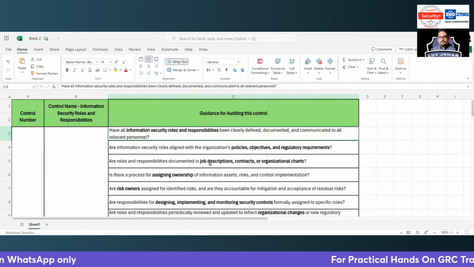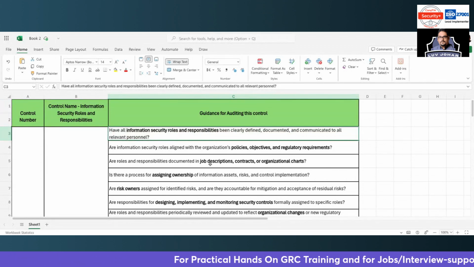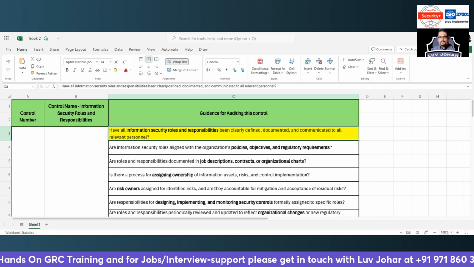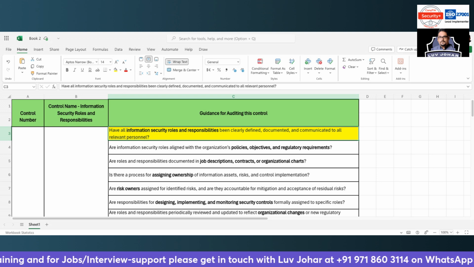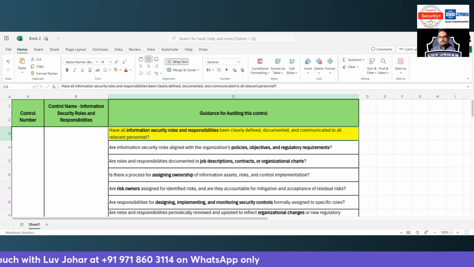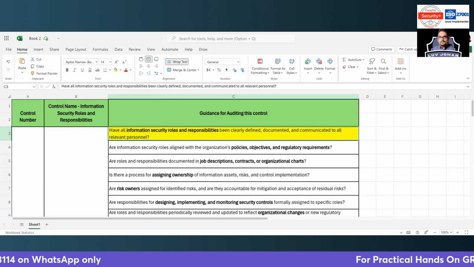The first thing that you need to check is: have all information security roles and responsibilities been clearly defined, documented, and communicated to all the relevant persons? By this, what I mean is: is there any role or responsibility which is missed, or has the implementer actually documented each and every role and responsibility properly? This is what you need to check in this control.